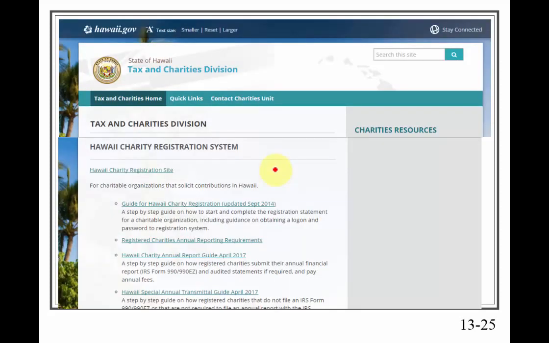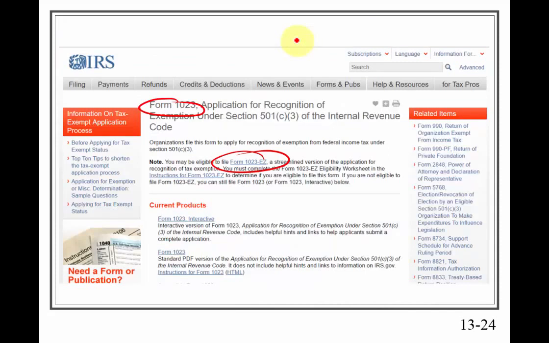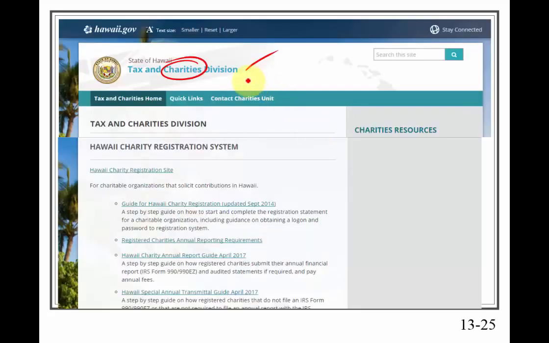You also now have to register again with the state if you are a charity, with this tax and charity division. This is usually a one-time registration. So now you're on record with the IRS, hopefully, as a charity, 501(c)(3), if you qualify, versus those other numbers, and now also with the state listed as a qualifying charity.